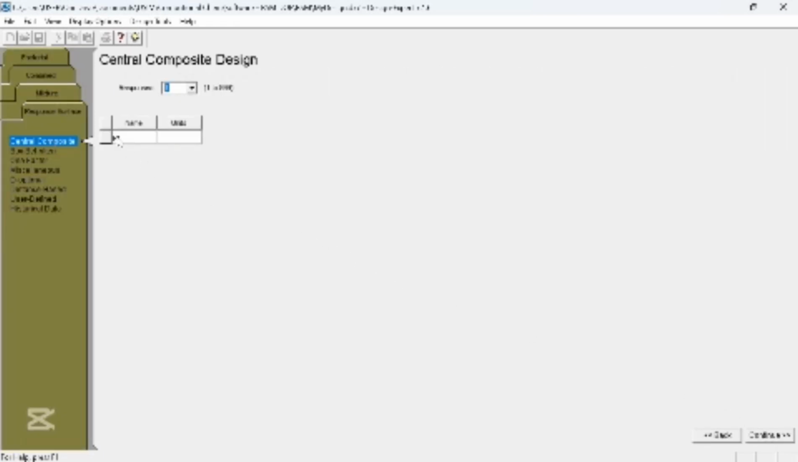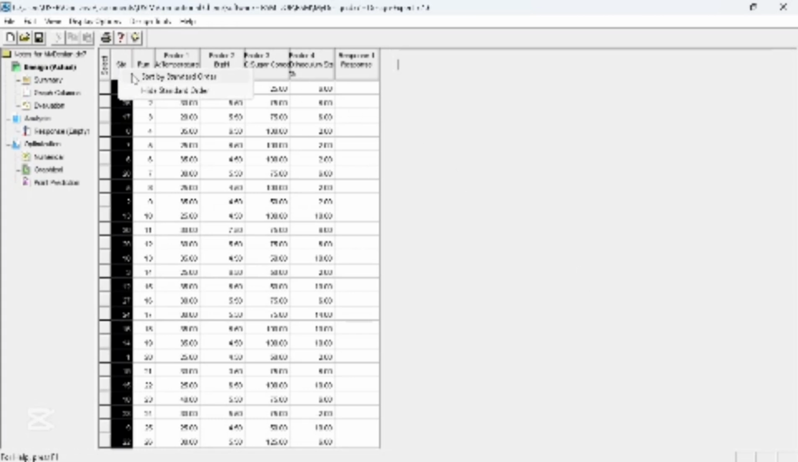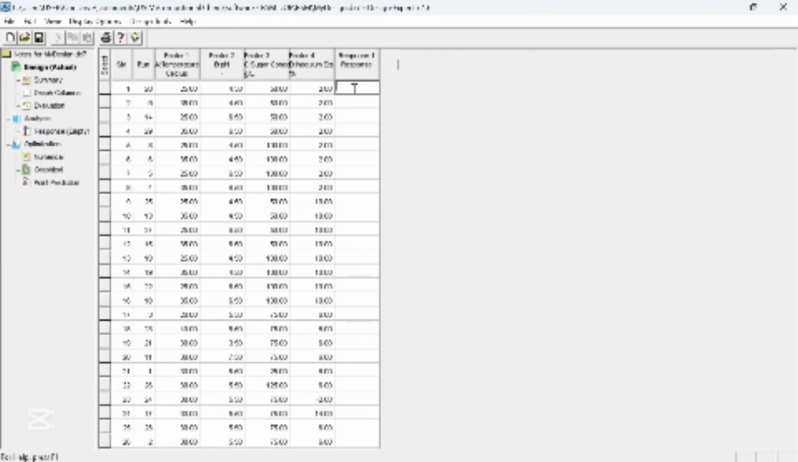And this is a list of responses involved in this optimization. For this experiment, we only use one response. And then this is the standard run, including 30 runs, for all of factor 1, factor 2, factor 3 and factor 4 as actual values. And for the response, we insert experimental data for all the standard runs.